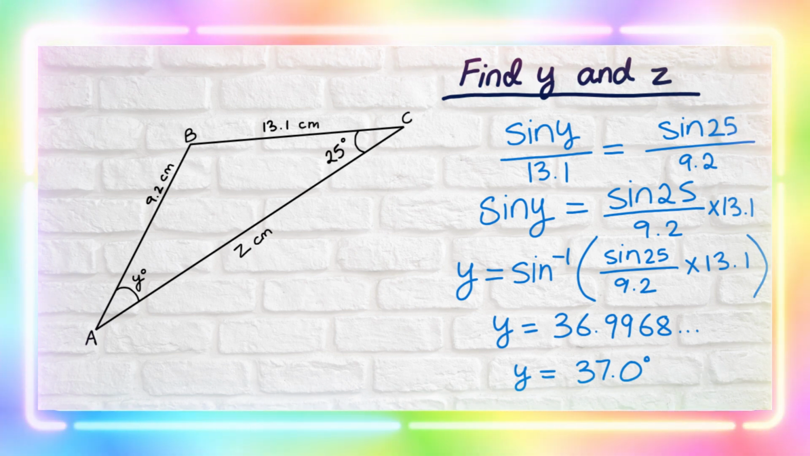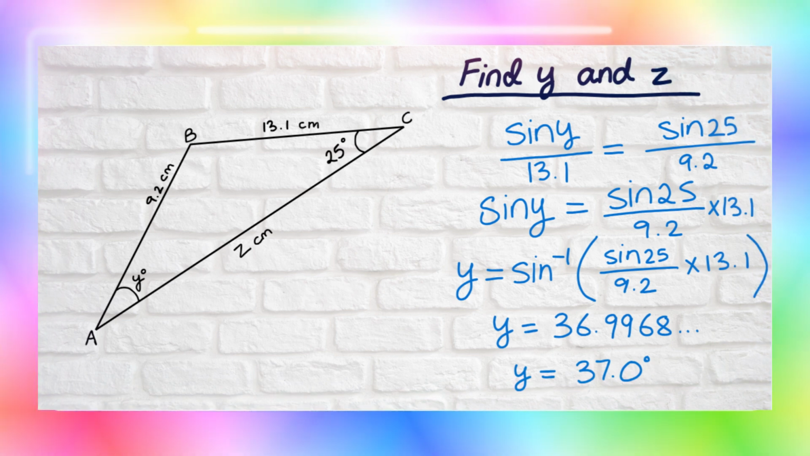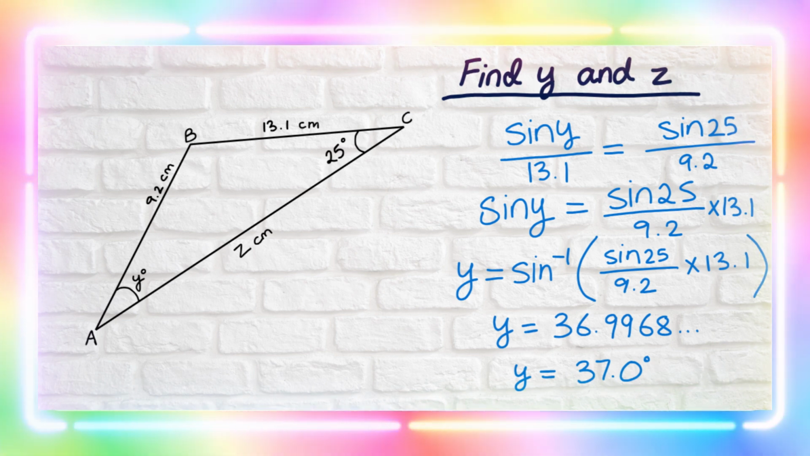Here's an example. Over here, we need to find y and z. As you can see, in order to find z, we need the value of angle B. To get the value of angle B, we first need to find y. So, it is reasonable that we start by finding the value of y first.